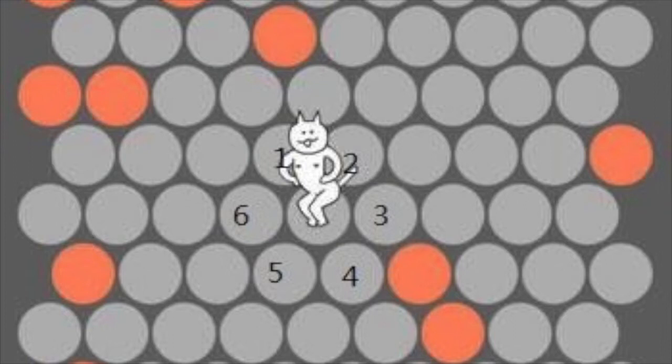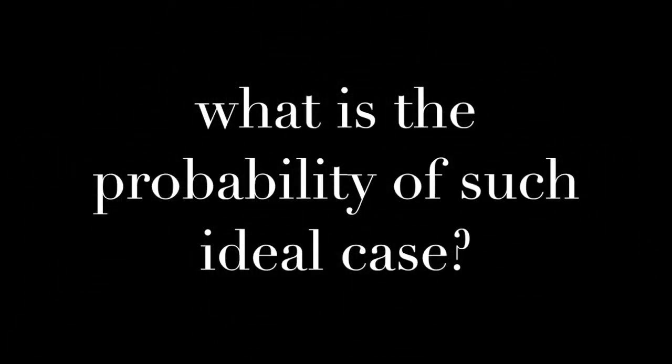If the 6 positions surrounding the cat are all barriers, since the human is the first one to move, you can click anywhere you want. The result is the same. So, the theoretical minimum step is 1. Perhaps the more interesting question is, what is the probability of such an ideal case appearing?